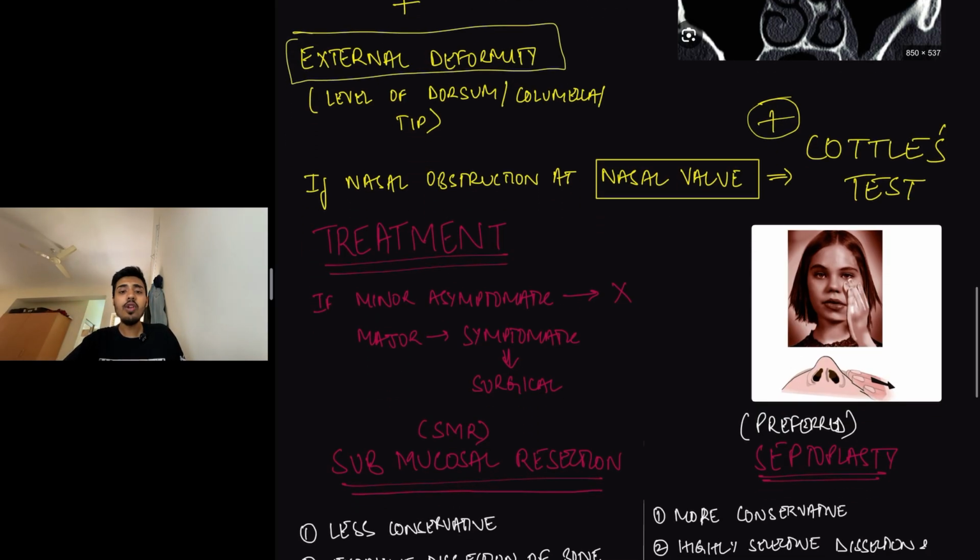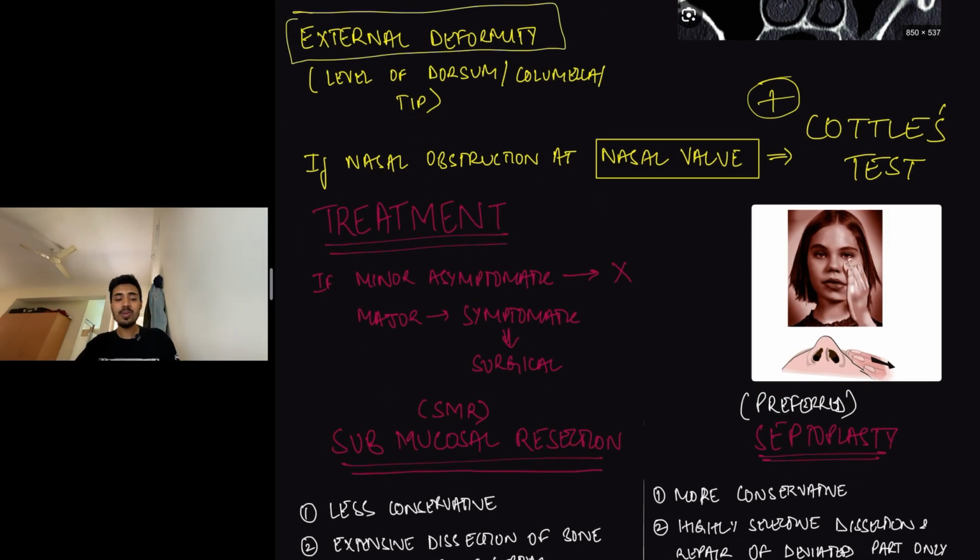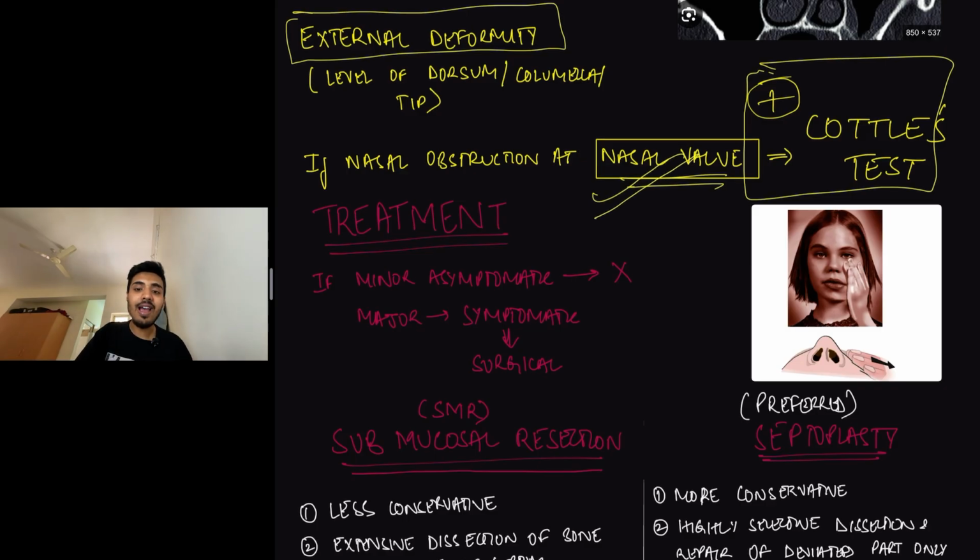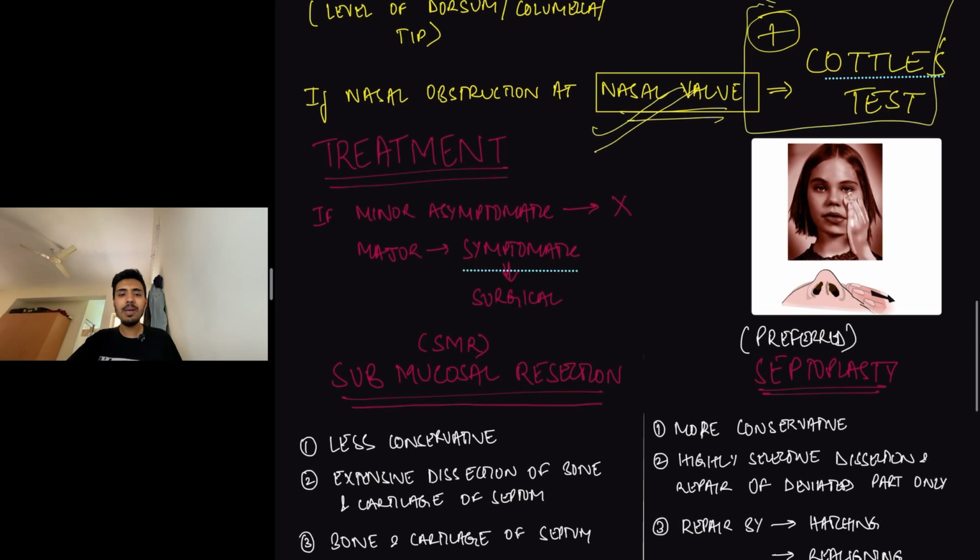And if you want to see whether the nasal obstruction is at the level of the nasal valve, then you can do something known as Cottle's test, where you pull the cheek laterally. If the DNS is at the level of the nasal valve, then because of pulling the cheek laterally, the nasal valve widens, improving the airflow. Suddenly, the patient feels as if he or she is breathing better. So that is positive Cottle's test. So if it is positive Cottle's test and the patient has DNS, then the obstruction is at the level of the nasal valve.